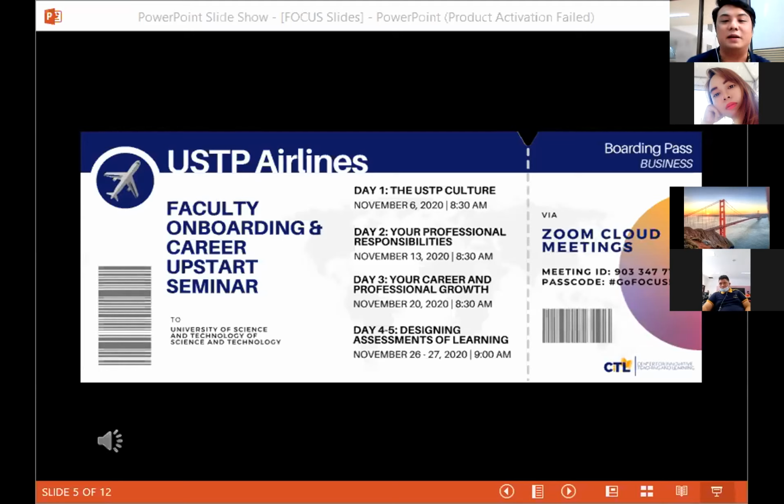Because we are sure some of you would stay and plant your future here in USTP, let this be a seminar for you to know which route you should take for your career and professional journey in the institution. And on the other hand, let this be a bridge for you to get to know the services offered by the Center for Innovative Teaching and Learning.